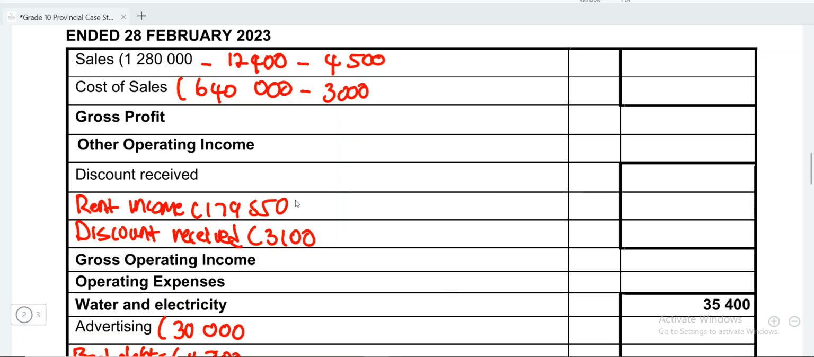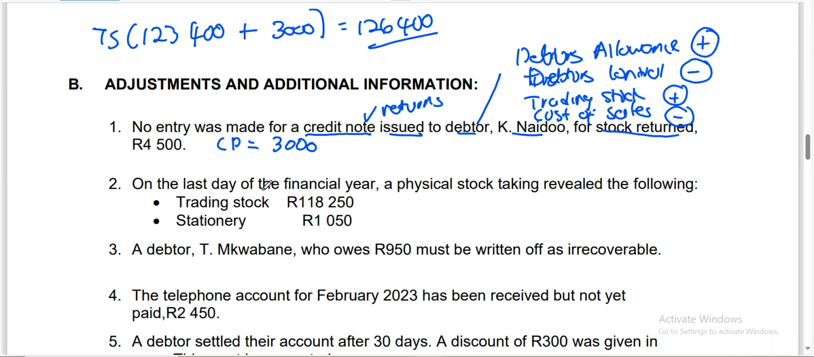Now after this, what we need to do is to check the next transaction that is going to talk to us about the fiscal stock on hand. Here they're saying that on the last day of the financial year, a fiscal stock taking revealed the following: trading stock amounted to 118,250. So you can already see that there's a shortage here. We were expecting to get 126,400. We are actually getting 118,250. So it means that there is a shortage.